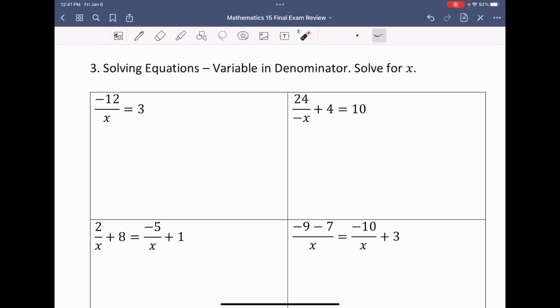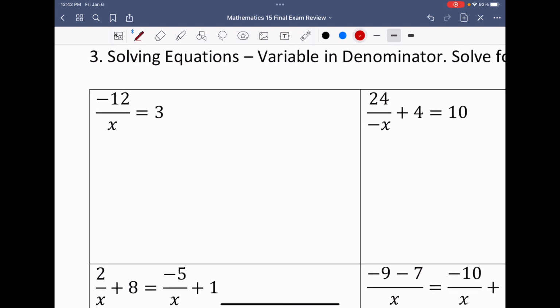All right, solving with a denominator or some variable in the denominator. Now, these ones are going to work very similar to the LCM. What we're going to do is we're going to have to realize whatever's in that denominator, we have to multiply to both sides. So the first one's actually quite simple. All we have to do with this one is say, if that x is in the denominator, I'm just going to multiply it out of the denominator.